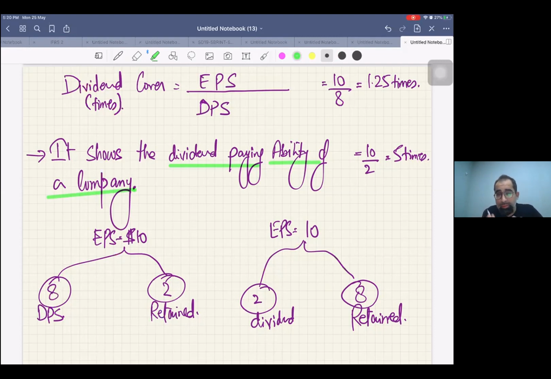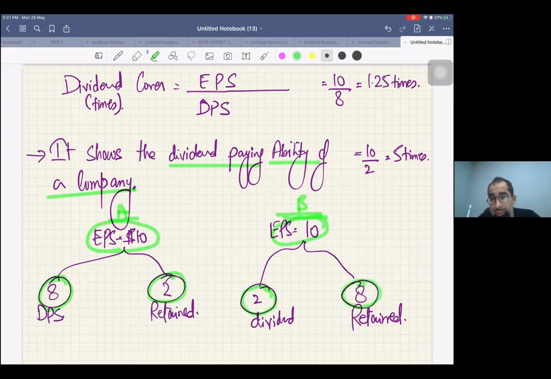Now, giving you two companies, this is company A and this is company B. Look at the screen. The first company's EPS is $10, and out of this $10, the company is distributing $8, right? And the company is retaining $2 per share. And the second company's EPS is $10, and out of this $10, the company is just giving $2 dividend and $8 retained.